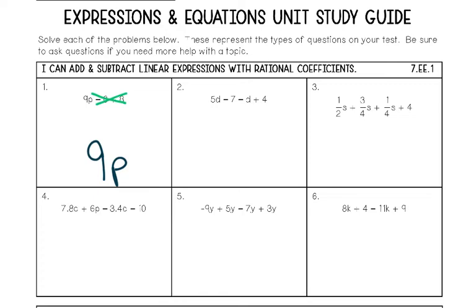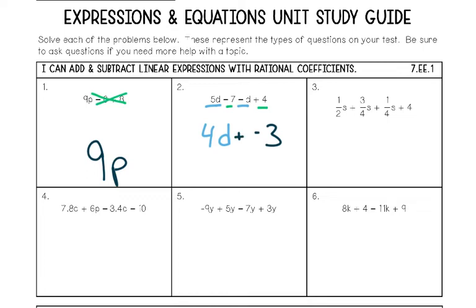Let's look at number two. I have 5d and I have a minus d. Those are like terms. So think about if I had 5 donuts, take away 1 donut, I'm left with 4 donuts. And then you want to just put your numbers together. So I have a -7 plus 4. That gets me to a -3. So your final answer could be 4d minus 3 or 4d plus -3. Both of those are the same expression.